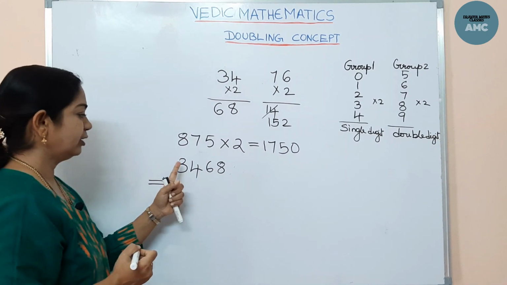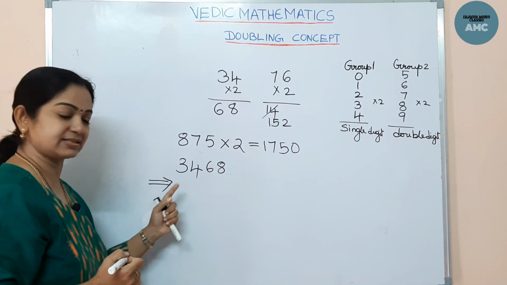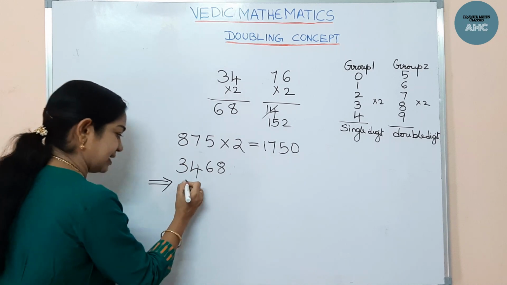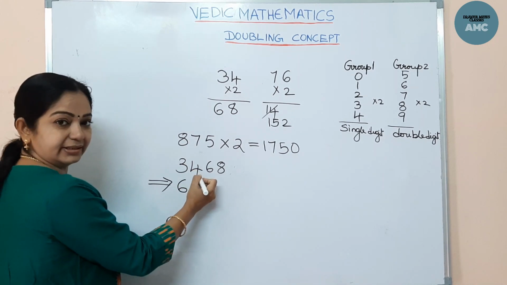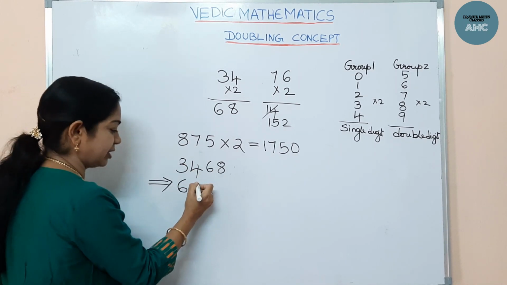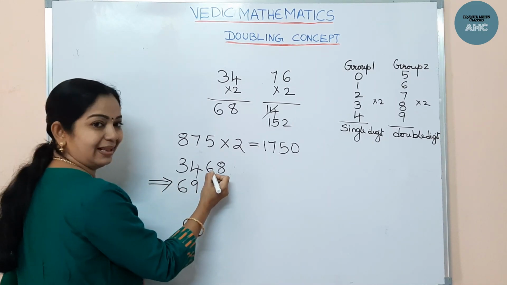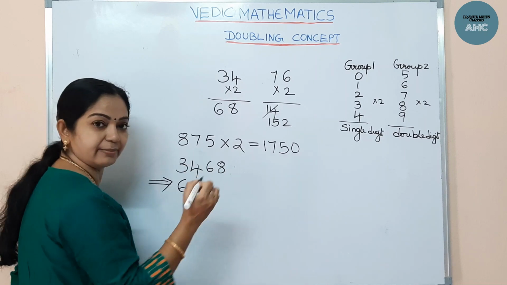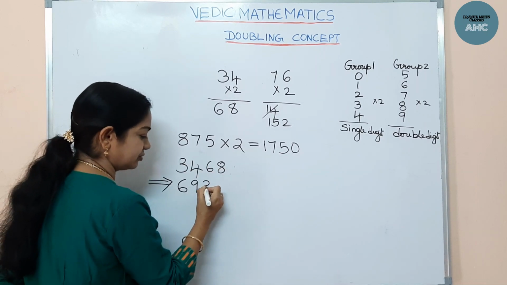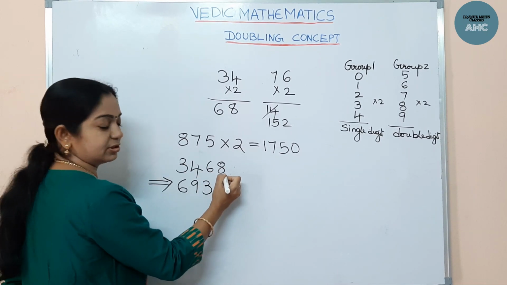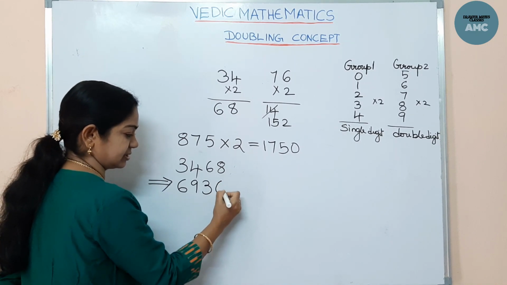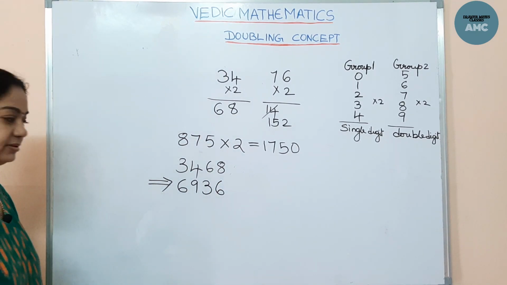How do I start? 2 3s are 6, but the next number is group 1, so 6 as it is. 2 4s are 8, but the next number is group 2, so 9. But 9 you have to write. 2 6s are 12, that means the n number is 2, but the next number is group 2, so 3. 2 8s are 16, so 6. So this is the number, right?